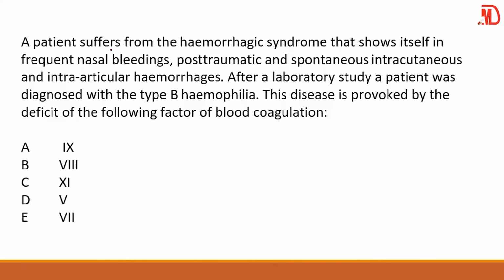Okay, look at this. The patient is suffering from hemorrhagic syndrome that shows itself in frequent nasal bleeding, post-traumatic and spontaneous, intracutaneous and intraocular hemorrhages. Your main clue here is that he is diagnosed with type B hemophilia. You know of hemophilia A and hemophilia B. This is hemophilia B. Now in hemophilia A, we have deficiency of what? Factor 8. Now in hemophilia B, we have deficiency in factor 9.